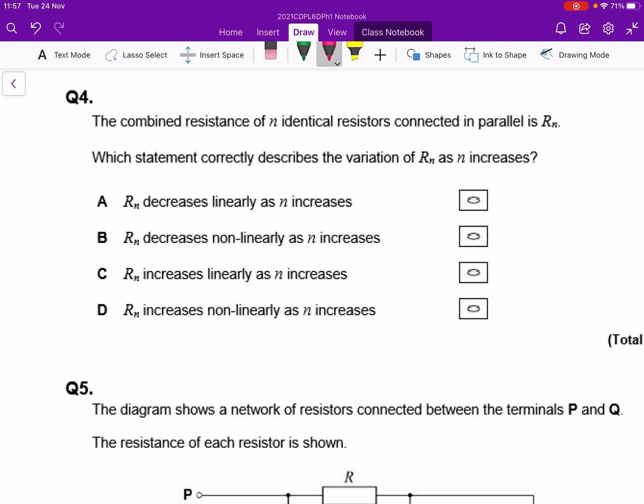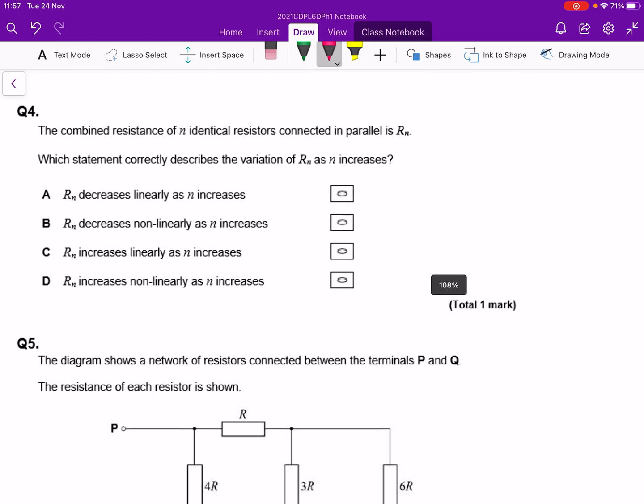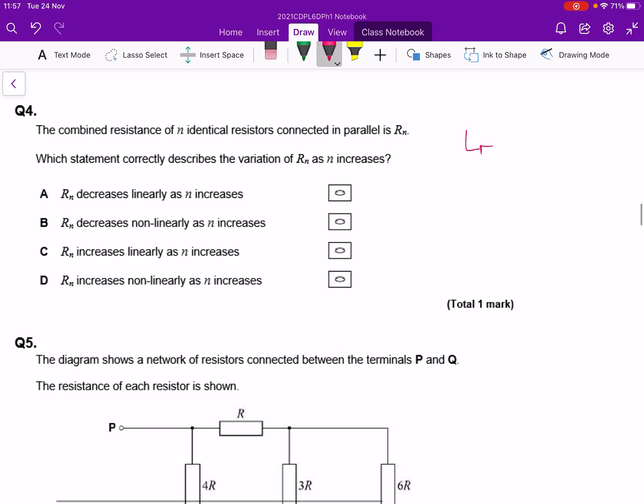Combined resistance of N identical resistors connected in parallel is Rn. Which statement correctly describes the variation of Rn as N increases? Okay, so when we're in parallel, let's say we've got one resistor. This would have resistance R. And then if we got another one, this would be R over 2. So we can say that as N increases, the combined resistance goes down. Is it going to be a kind of linear relationship? No, I don't think so.